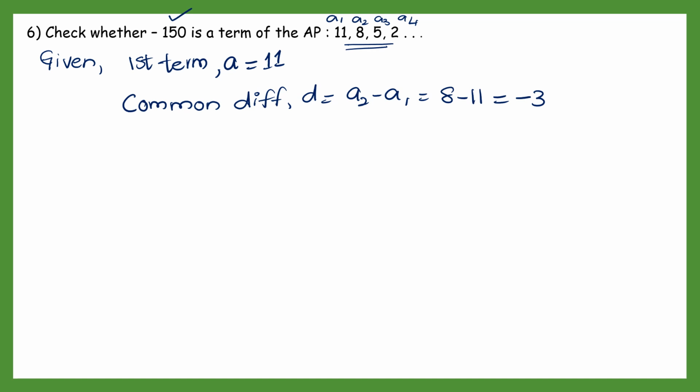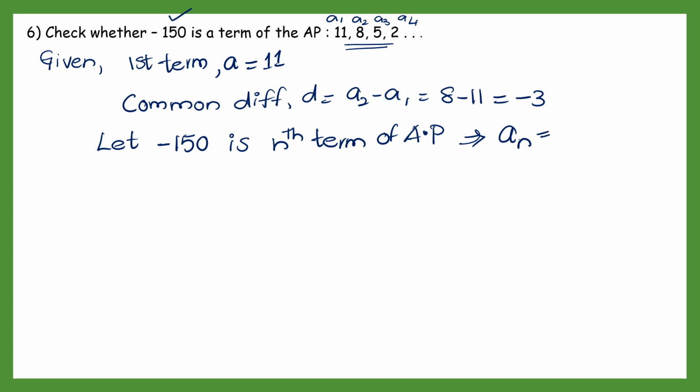Let us assume that minus 150 is the nth term of the arithmetic progression. So we will assume that there are n terms in the arithmetic progression and the nth term is minus 150. That means an is equal to minus 150. We will think that it exists, that is, the nth term is minus 150. Now let's solve the problem. What formula do we know? We know that the nth term an is equal to a plus (n minus 1) into d.